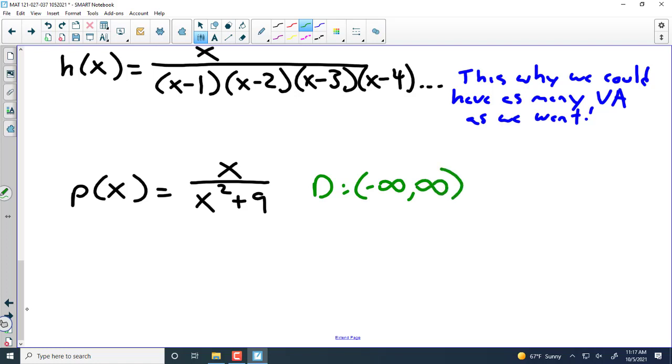There are no real numbers that will make that denominator equal to 0. There are no real numbers for the domains negative infinity to infinity. If your domain is negative infinity to infinity, that directly tells you that there are no vertical asymptotes on your graph anywhere. The only way you can have a vertical asymptote is if you kick a number out of the domain. If you don't kick any numbers out of the domain, you have no vertical asymptotes.